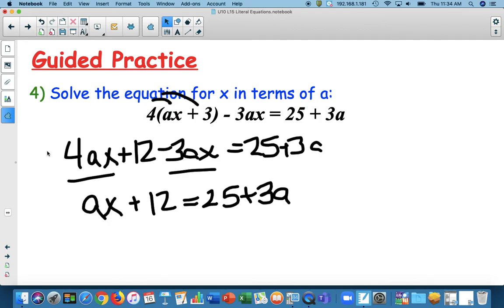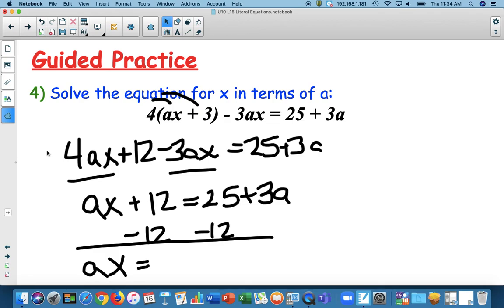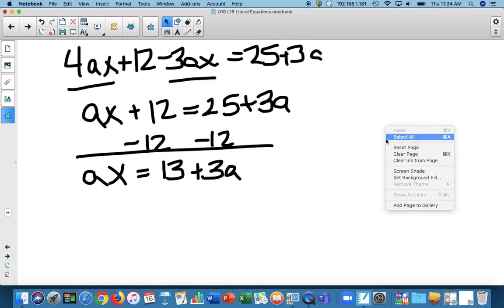Now let's get x by itself. That's my goal here, get x alone. So I'm going to subtract 12 from both sides. I can do 25 minus 12, which is 13, plus 3a. And then my last step to get x alone.